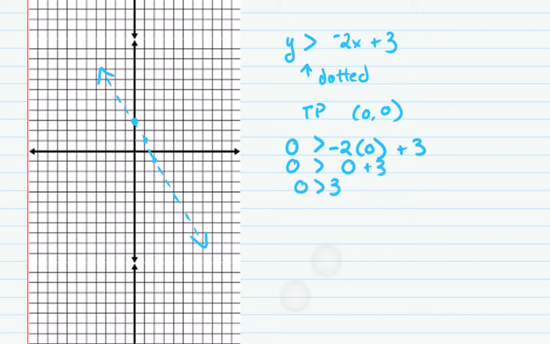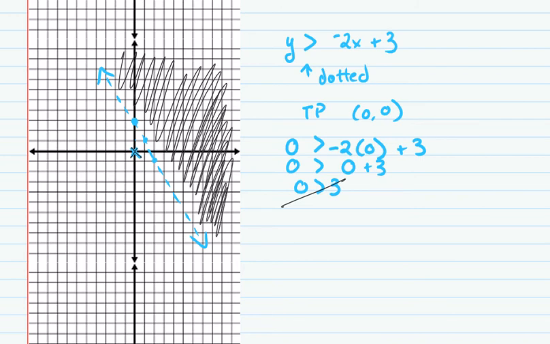In this situation, here's my test point. In this situation, this is false. 0 is not greater than 3. 0 is less than 3. So I don't want to cover that point, and I don't want to include it. I want to cover the other side. I don't want to cover that side that that false statement was on.